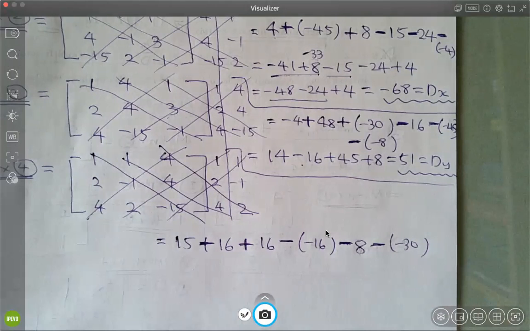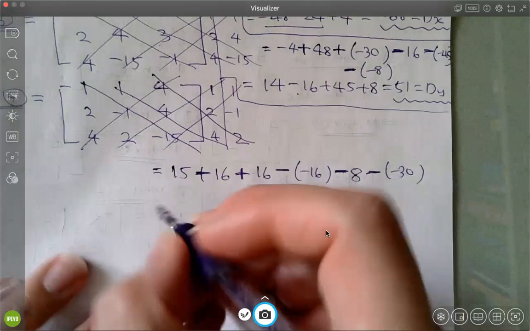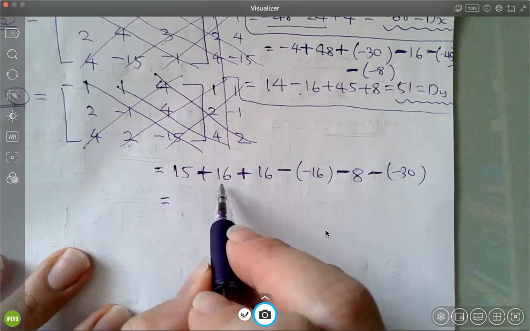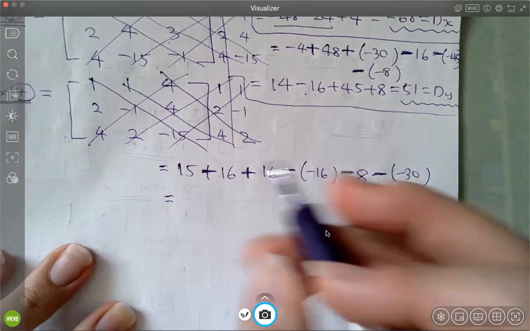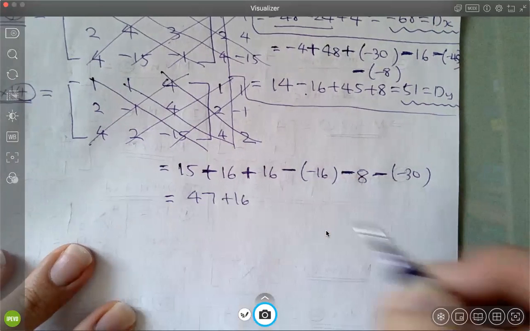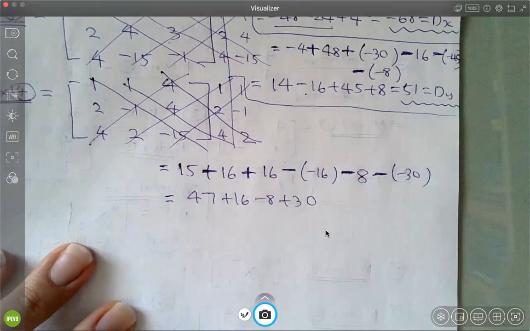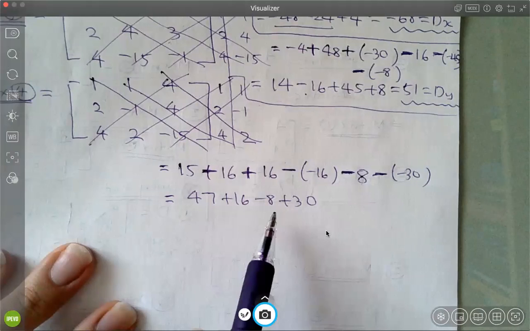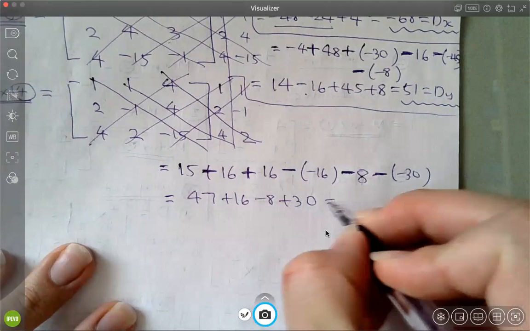Okay, so now clean things up. So what is this? 15 plus 16, so that's 31. Plus 16, so that's what? 47. And then plus 16 minus 8 plus 30, right? Okay, so 47 plus 16, so that's what? 63. And then you subtract 8, so that's 55. And then you add 30 to it, so 85 is your dz.